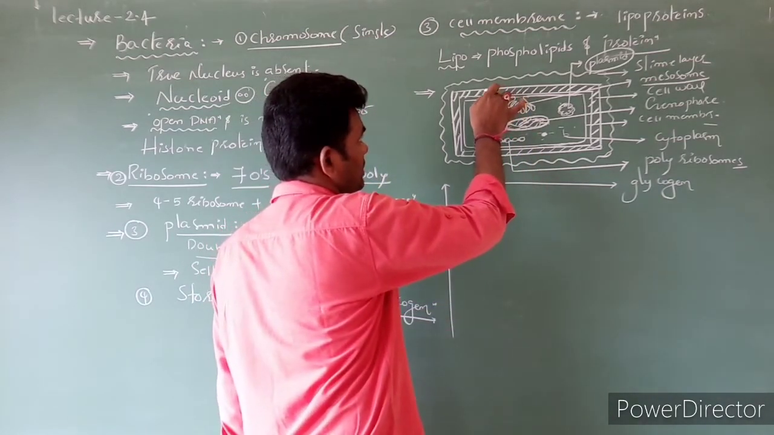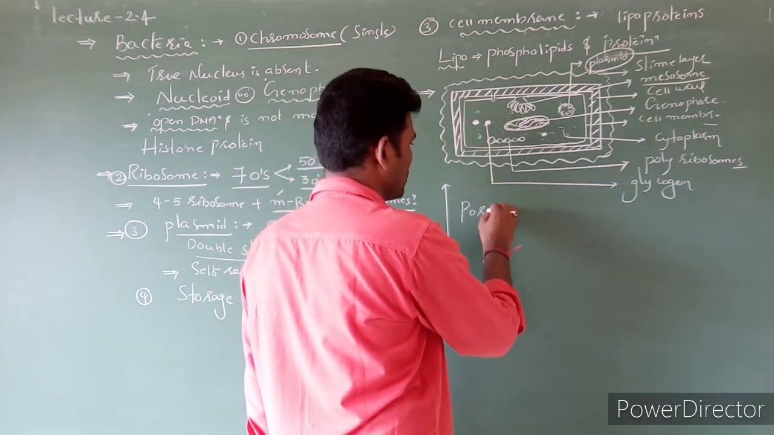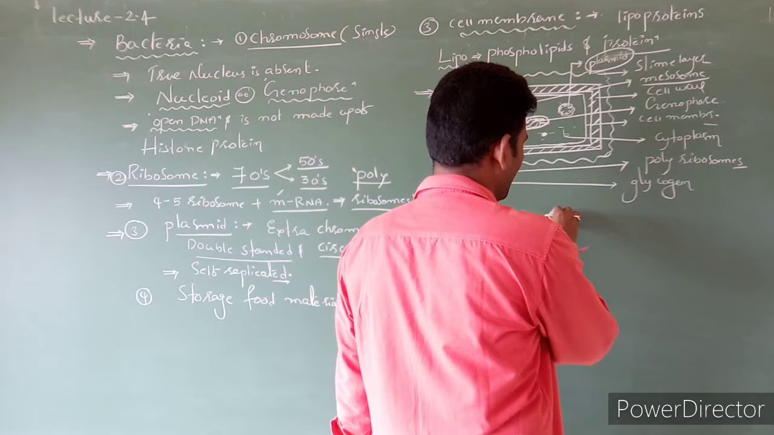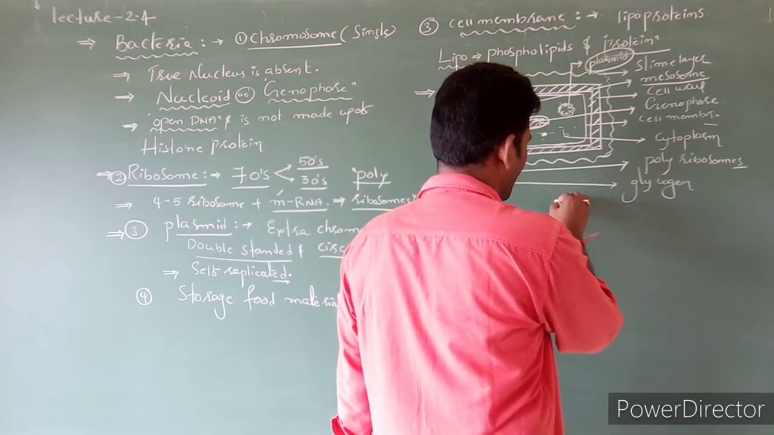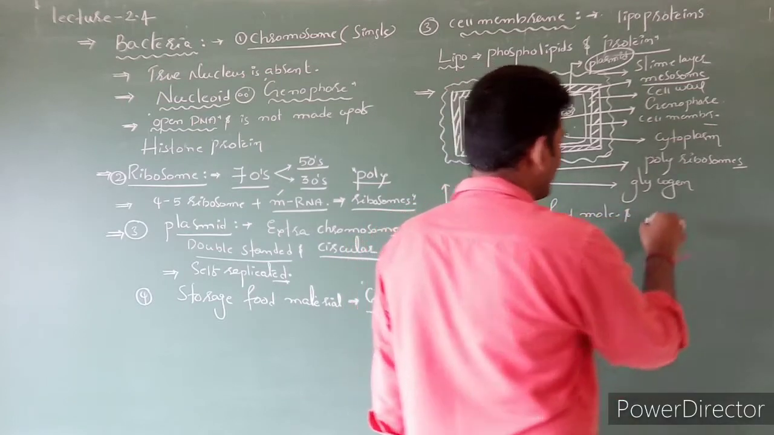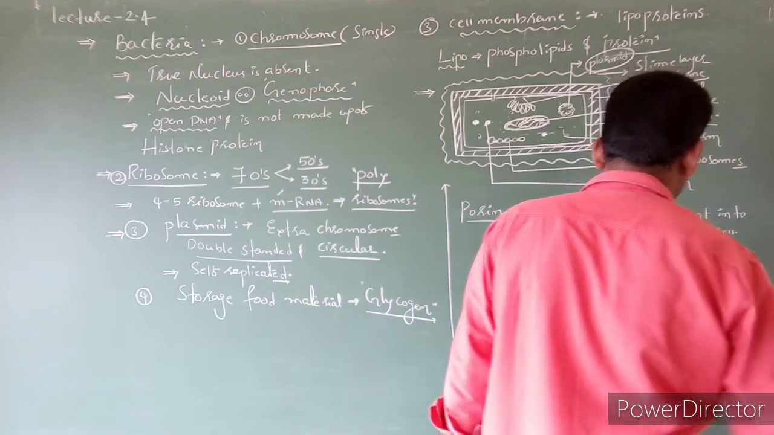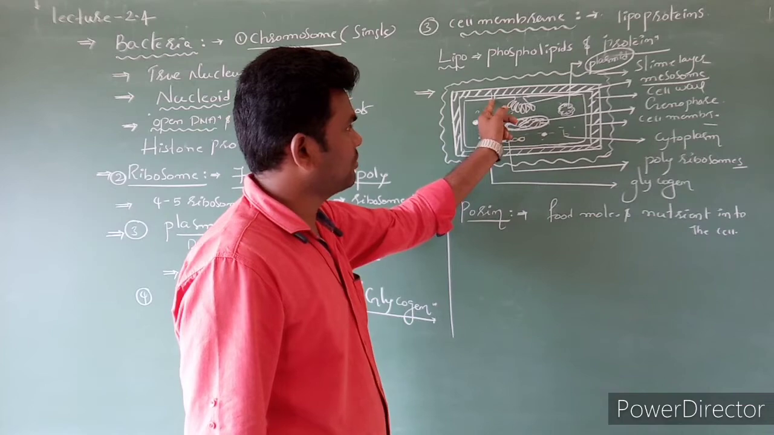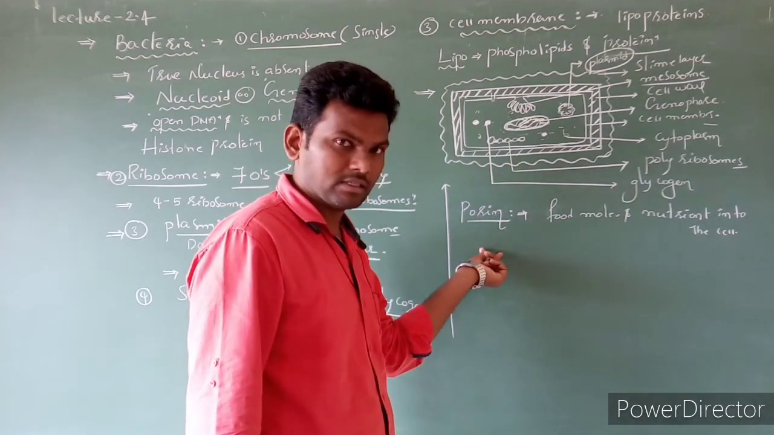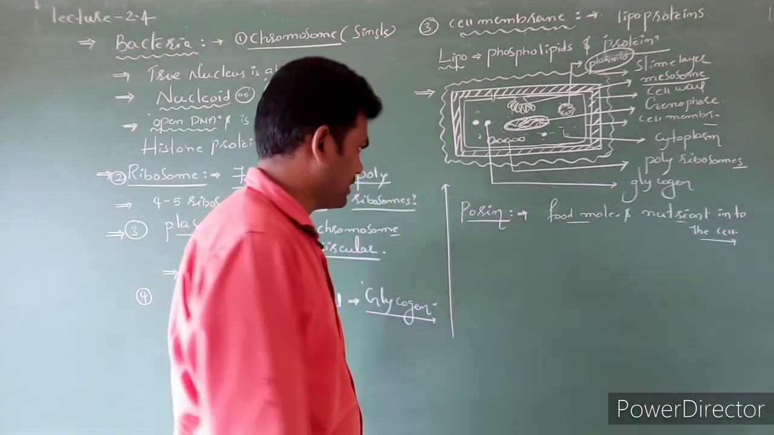This cell membrane contains small channels, which are called porin. So this porin is a small channel which allows the nutrition, the food molecules or nutrients into the cell. One small channel is present on the cell membrane, which is called porin. This porin allows the molecules from the outer cell to the inner cell. Many nutrients and food molecules enter the cell through these porin molecules.